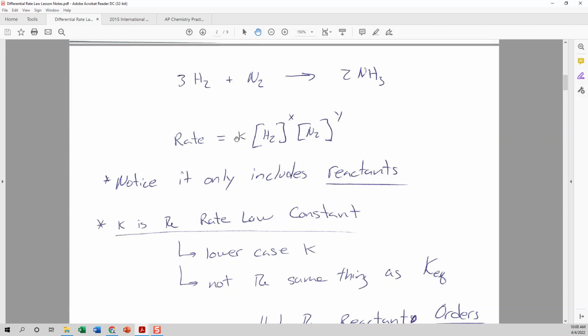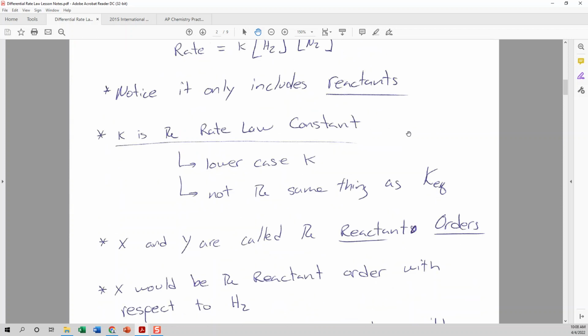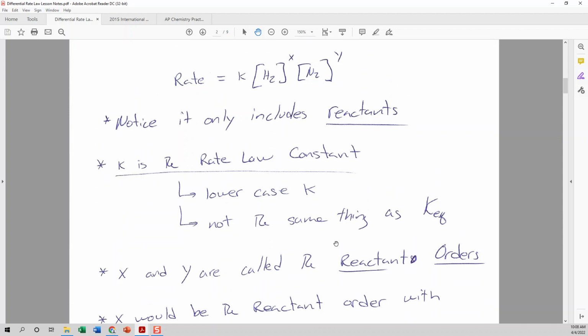So we say rate equals k, and then we do a reactant raised to a certain exponent, and then times the other reactant raised to a certain exponent. If we had 3 reactants, we'd have 3 things here raised to a certain exponent, okay? If we had 5 reactants, we would have all 5 reactants listed here raised to a certain exponent, okay? Now, what are those exponents? So in this rate equation, the way I have it written, x and y would be the reactant orders, okay?